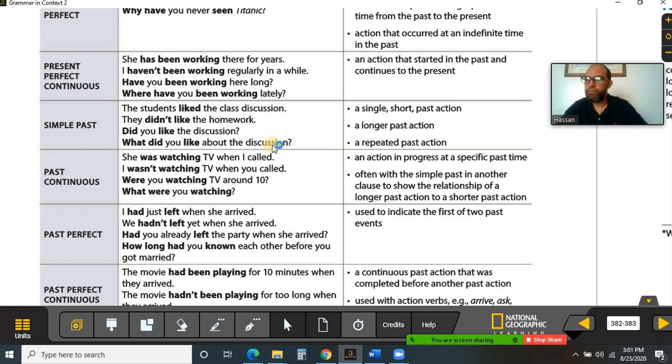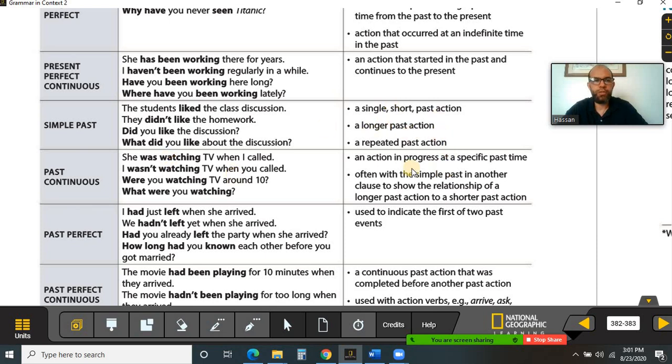When we say simple verb, this means that the verb should not be conjugated. It does not show any form of the tense. And the question, we start with did, okay, then the subject, then simple verb. Did you like? Did you make? Did the students do the homework? Did they play? Etc.